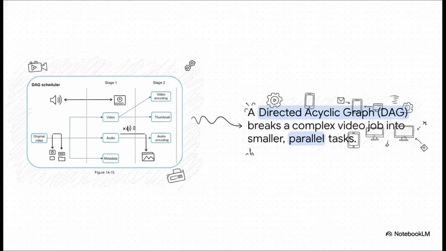Now, I know it looks complicated, but it's a really cool idea called a directed acyclic graph, or a DAG for short. Just think of it like a recipe for processing a video. Each step in the recipe, like creating thumbnails or making different quality versions, can happen at the same time as other steps. It's an incredibly powerful way to make a very, very complex job run much, much faster.